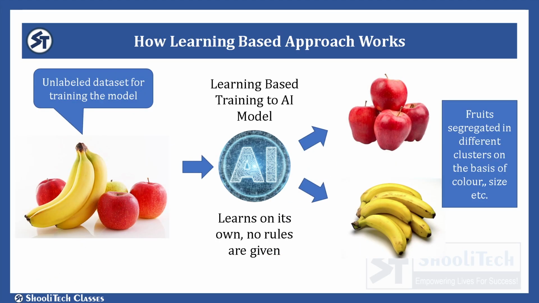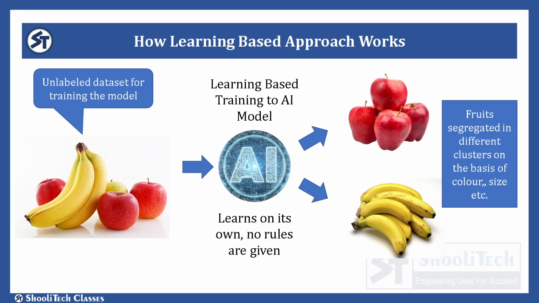On the other hand, in learning-based approach, we provide a lot of unlabeled images of apples and bananas to the model. Then the model creates its own rules by observing the pattern of the images and learns to identify these images. Here, the rules are not given by the programmer. And to test the model, if we provide an image of an apple to the model, then by observing the color, shape or the pattern of that image, it will place the image in its correct group.